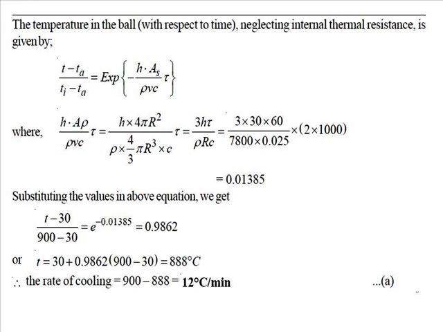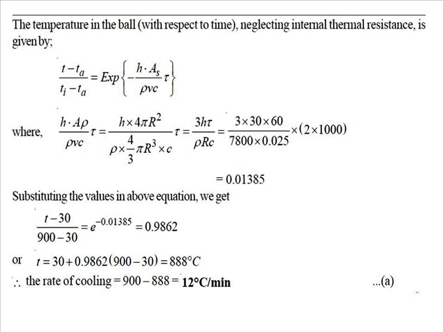Now when we put the values in the equation, we get (T minus 30) divided by (900 minus 30) equals e raised to minus 0.01385, and that is equal to 0.9862. So the value of T equals 30 plus 0.9862 into (900 minus 30), that is 888 degrees Celsius. So the rate of cooling is 900 minus 888, that is 12 degrees Celsius per minute.